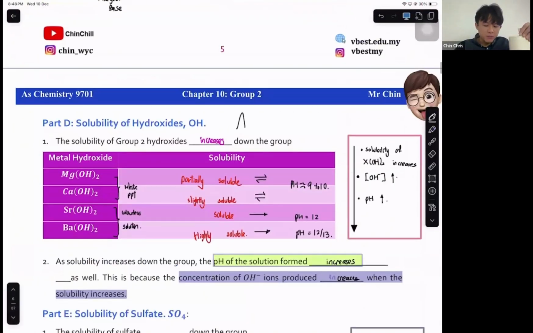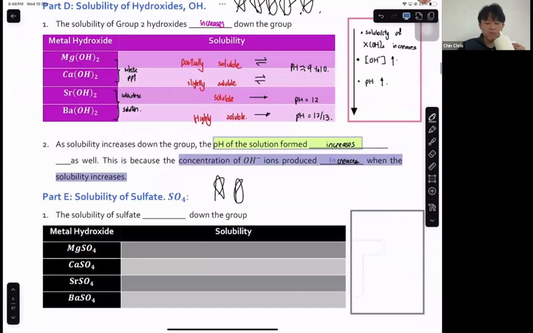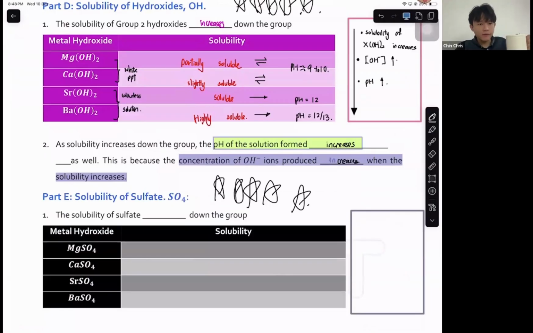Now guys, for this entire picture, please put some stars here. This is very popular. Almost 100% coming out in the exam, be it in your P1 or P2. 100% coming out.